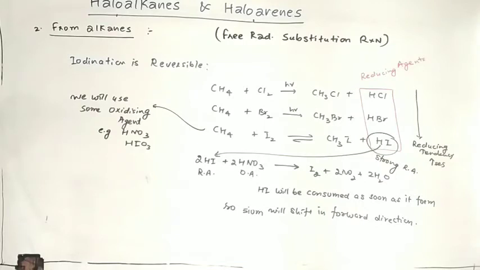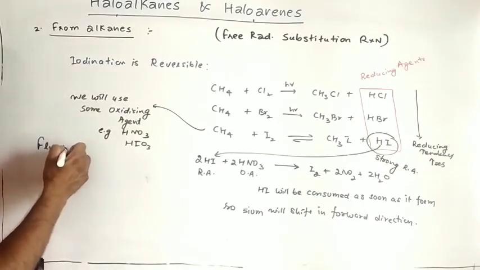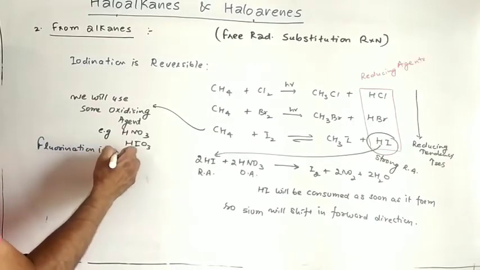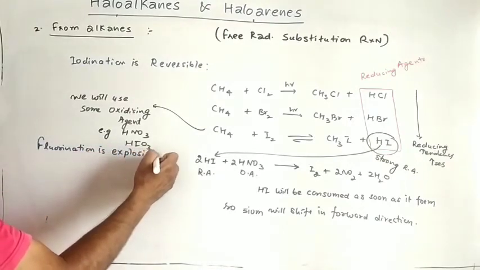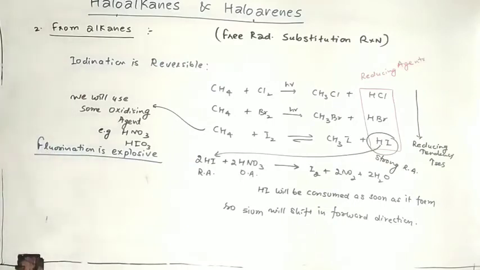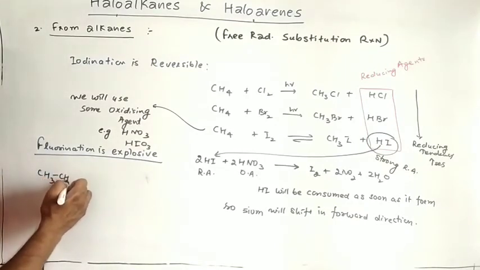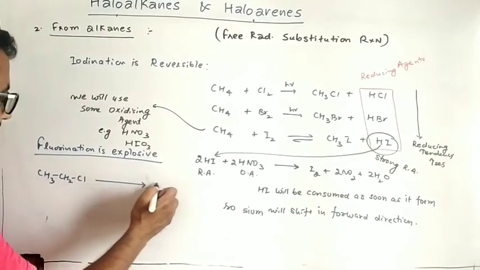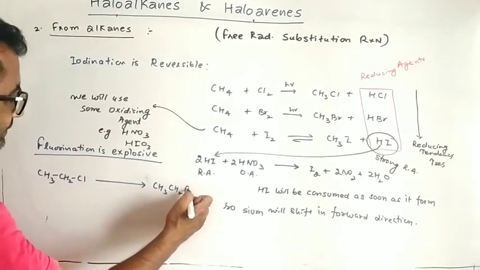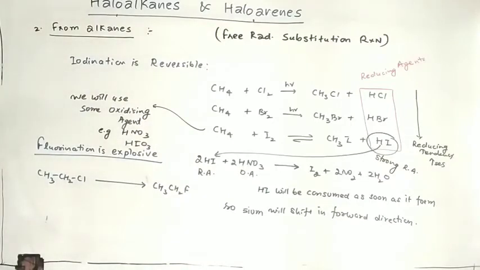Okay, next. Fluorination is not possible. Direct fluorination is not possible. Fluorination is explosive. You can't add direct fluorine. What to do? We will use a method that's called halide exchange. We will take some chloride and change it to fluoride by halide exchange. So the reagents which are used for this is called fluorinating agents.